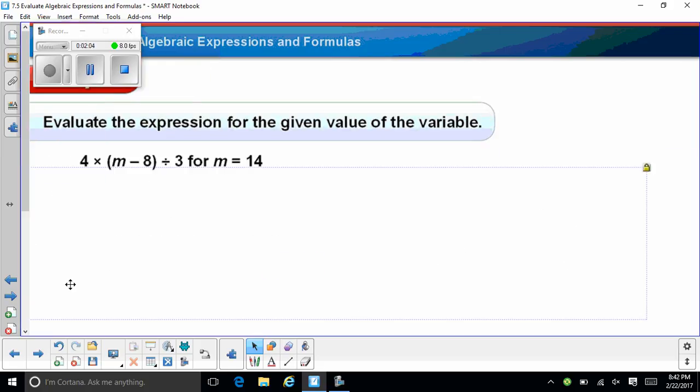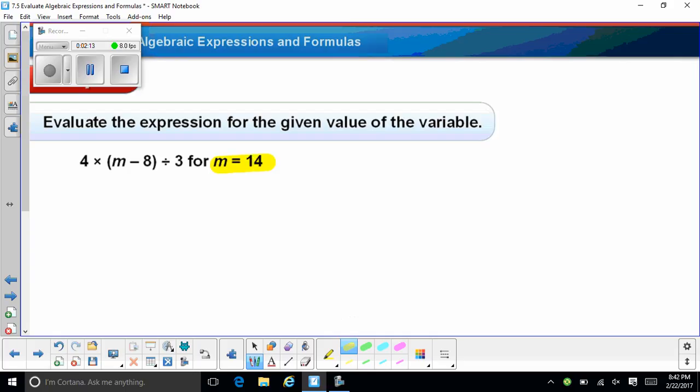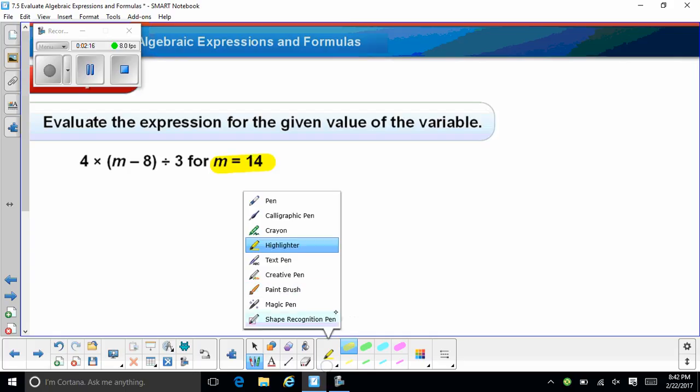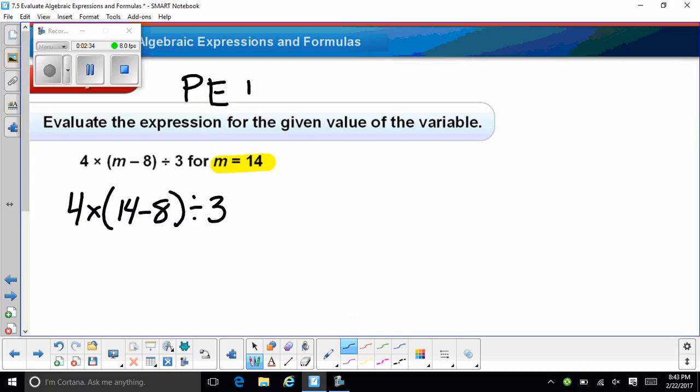I need to evaluate the expression for the given value of the variable. In this case, I'm looking at m equaling 14. And so the first step I'm going to do is go ahead and rewrite my equation, filling in for m. Then I need to follow the rules of operations. So please excuse my dear Aunt Sally. Parentheses is first. So 14 minus 8 equals 6. And then I rewrite my equation.